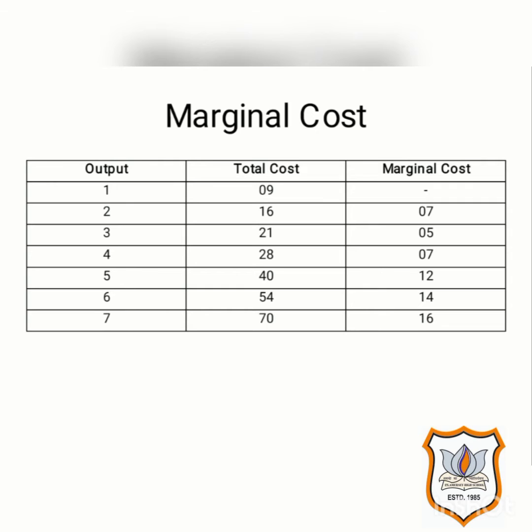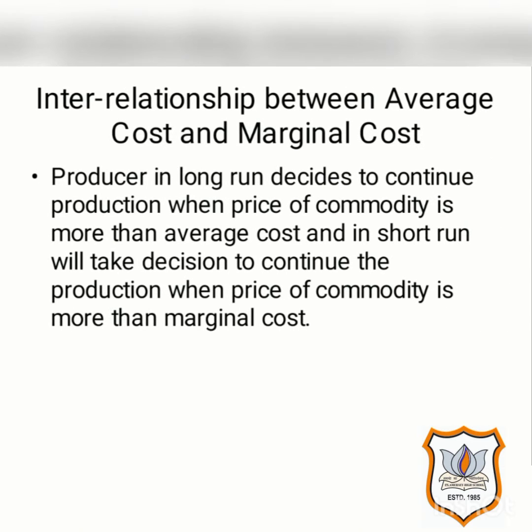Similarly, if we find the marginal cost of the third unit, it is the total cost of the third unit minus the total cost of n-1, that means the second unit, so 21 minus 16, and marginal cost comes to 5. In a similar manner, marginal cost for all the units can be found.